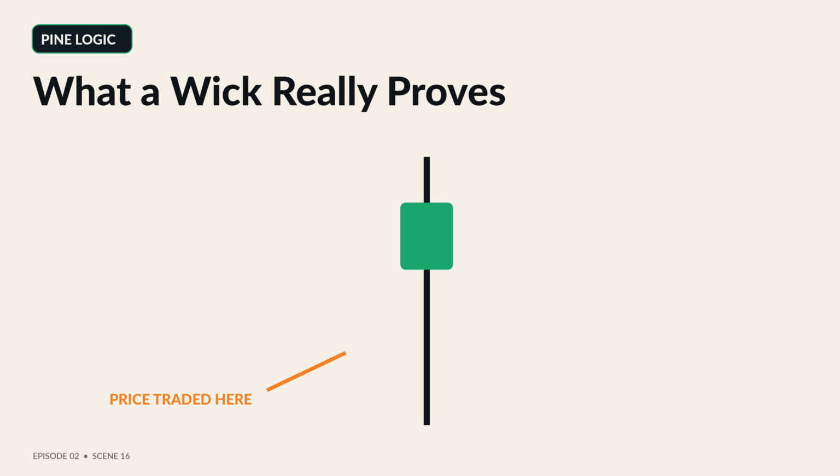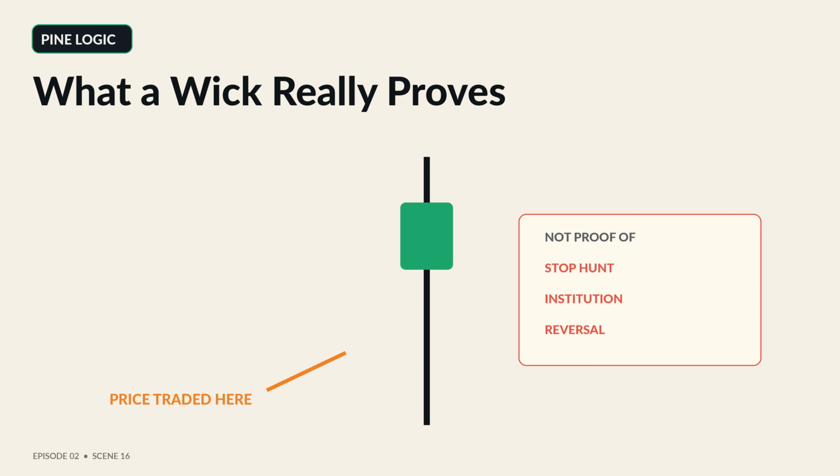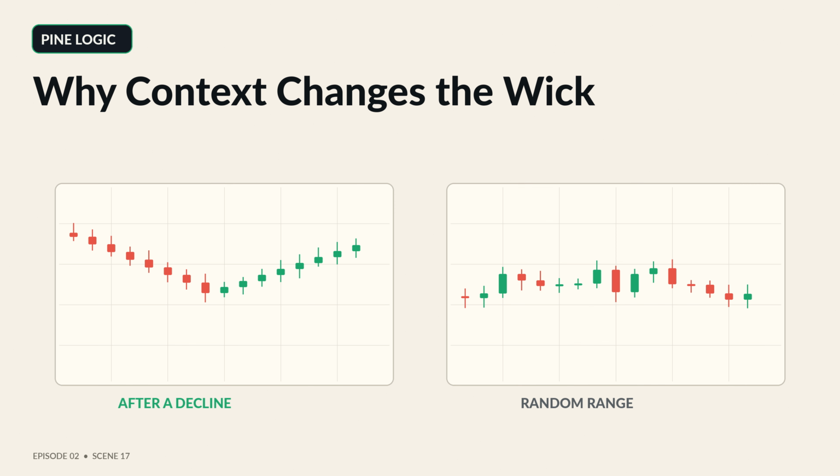A wick proves that price traded at an extreme and later traded somewhere else before the close. By itself, it does not prove a stop hunt, institutional accumulation, or even lasting rejection. The next candle may immediately trade back through it. A long lower wick after a violent decline with unusual activity and strong follow-through back above support can matter. The same wick and random sideways noise may mean almost nothing.